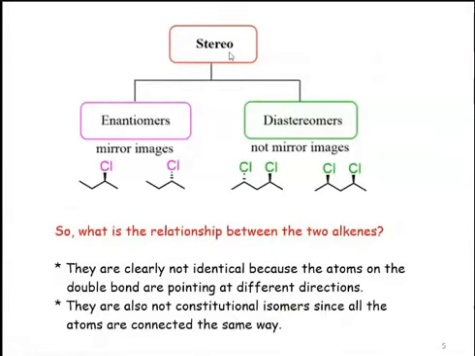So we can summarize: stereoisomerism can be broadly categorized into two parts, that is enantiomers and diastereomers. Enantiomers bear mirror image relationship with each other, whereas diastereomers are not mirror images of each other. Now, what is the relationship between the two alkenes then? It is clearly not identical.